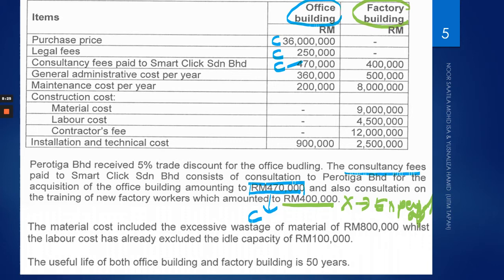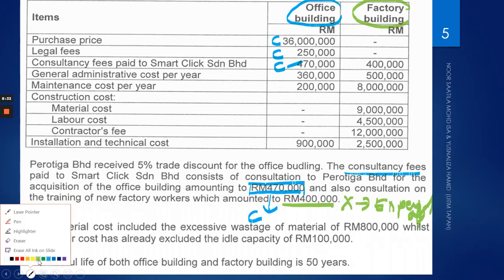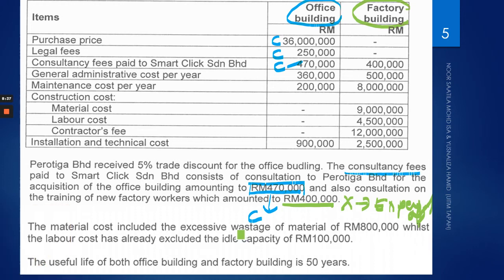The material cost to construct the factory building includes excessive wastage, some extra that you have bought and you do not use. So that is 800,000, and this 800,000 must be reduced against your initial costs. While the labor cost has already excluded the idle capacity. So in the labor cost here, 4.5, you do not need to do any adjustment. You just leave it as it is. But for the material cost, you need to adjust with the 800,000. Here you do not need to adjust, just as it is.